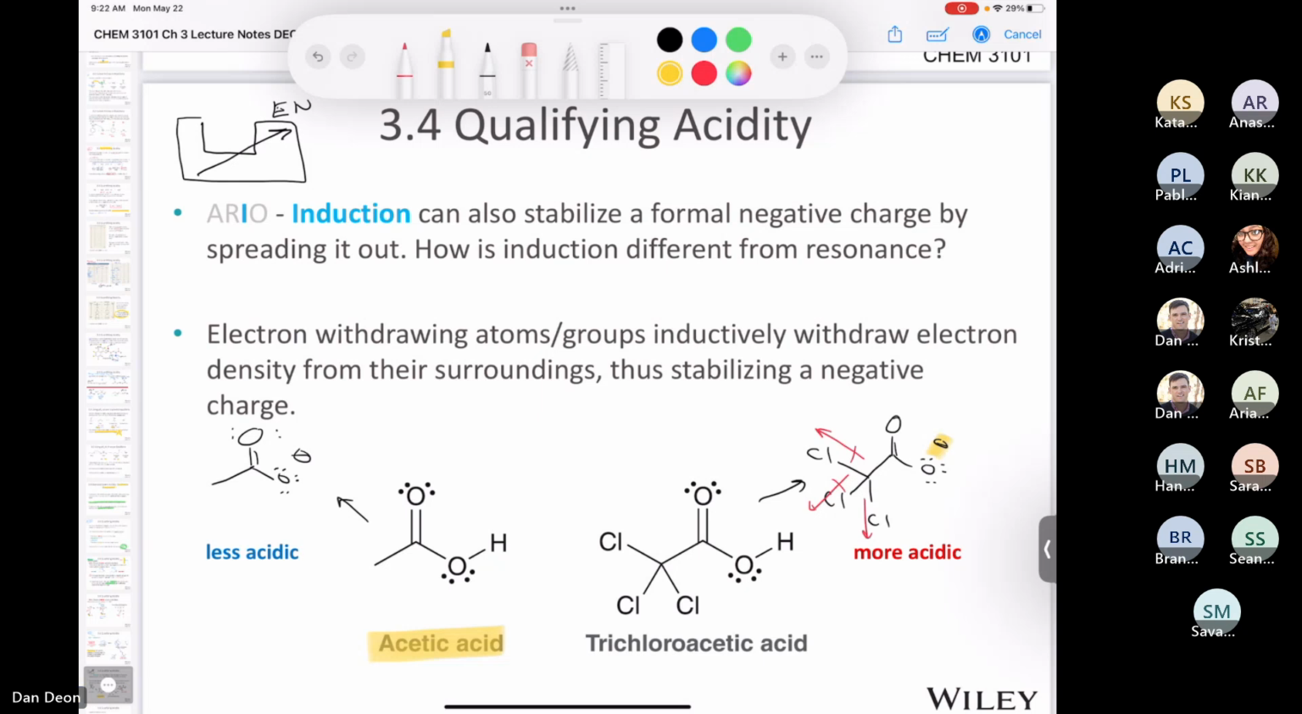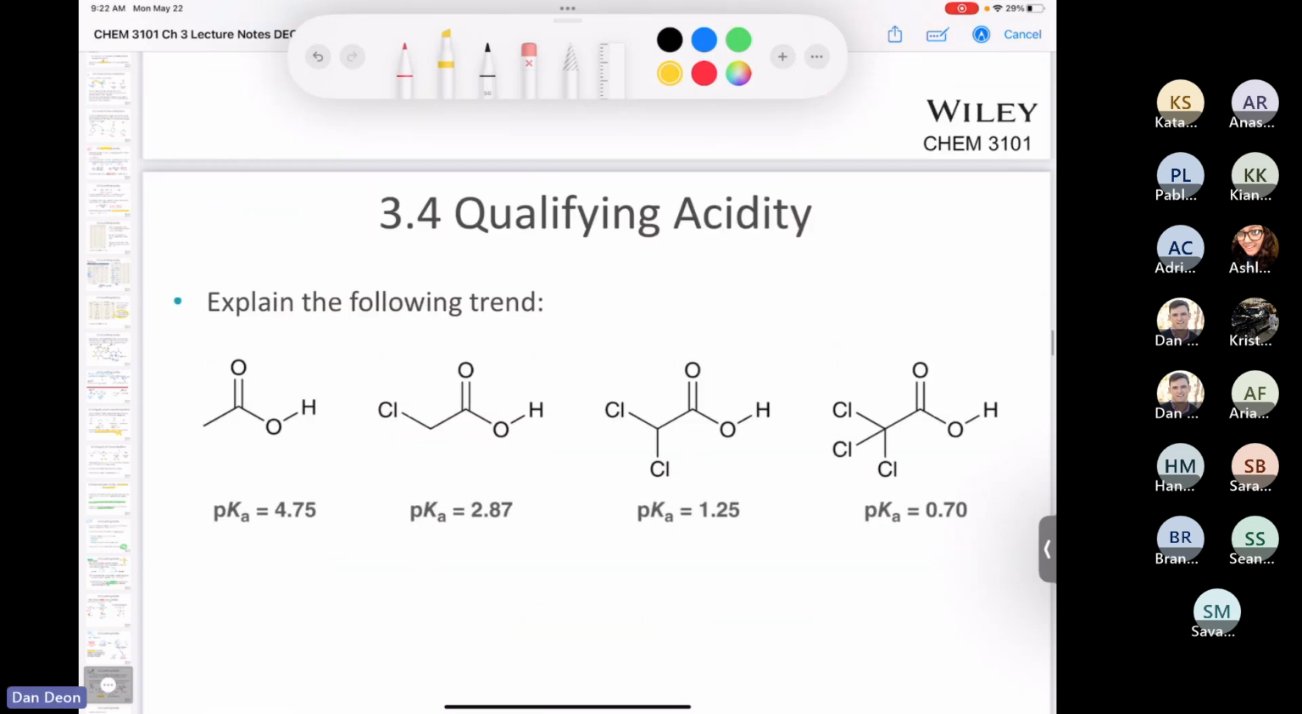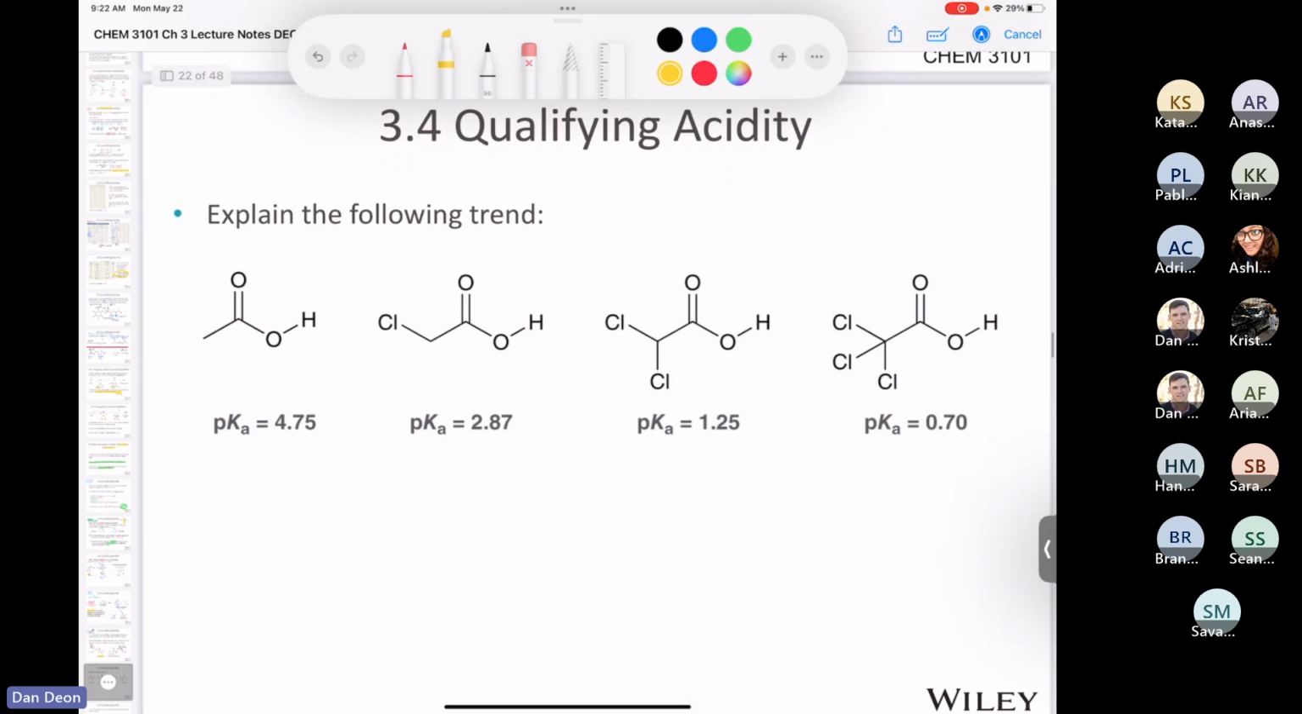All right, cool. Let's take a look at an example of a trend. If we go from acetic acid, which you would have seen many times in Gen Chem 2, and then we call this monochloroacetic acid, then this is dichloroacetic acid, then this is trichloroacetic acid, you see that as we add more and more chlorines, that electron withdrawing effect is exacerbated. And so the conjugate bases get more and more stable, and therefore we have more and more acidic carboxylic acids.